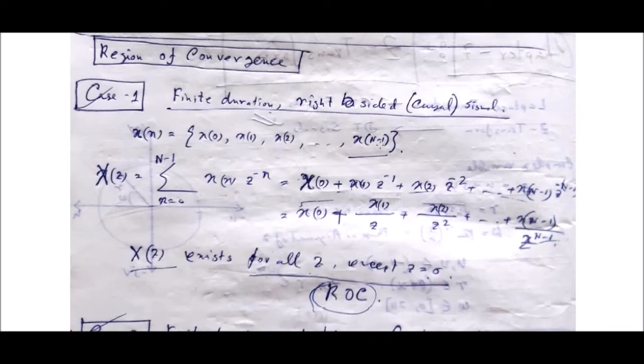It may happen that for a particular signal the entire Z plane is the region of convergence. That means there will not be any point or any region where the Z transformation will not exist. Or for any special case, it may happen that a certain finite area is the region of convergence where the Z transform will exist, and beyond that the Z transform may not exist. Okay, so let me examine some cases.